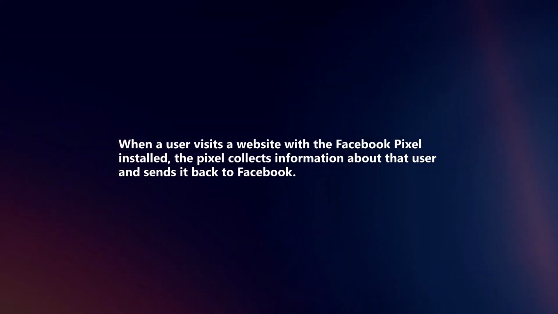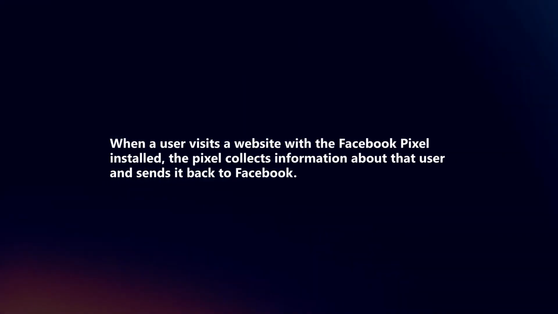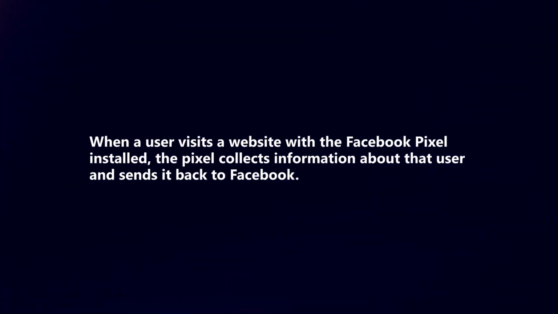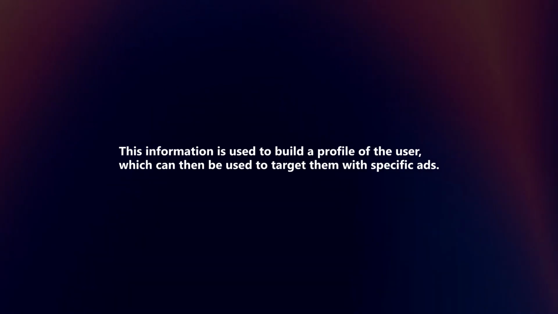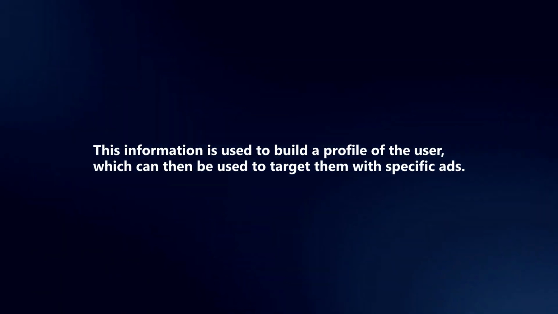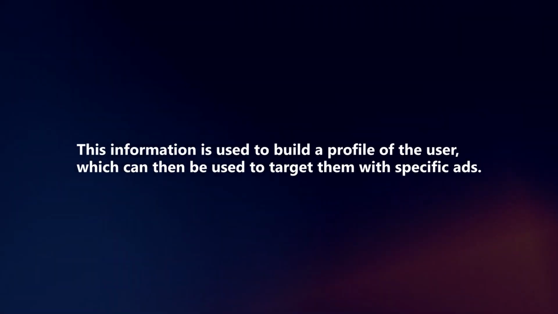When a user visits a website with the Facebook Pixel installed, the Pixel collects information about that user and sends it back to Facebook. This information is used to build a profile of the user, which can then be used to target them with specific ads.